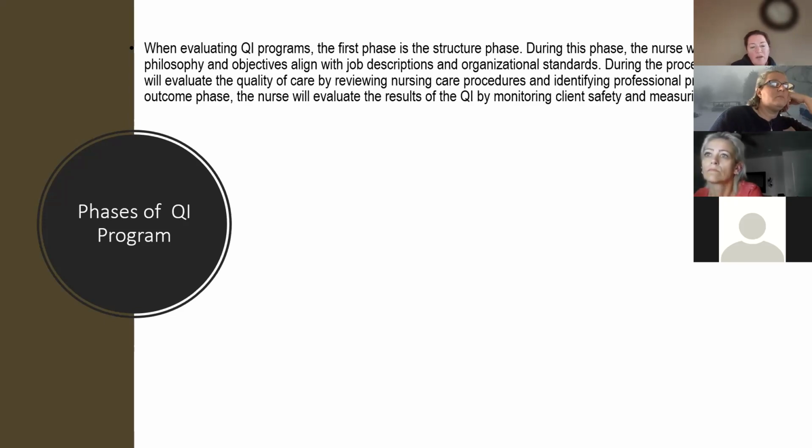They're always trying to get better. They're always trying to have the nurses perform better, less errors, that kind of thing. So when we're looking at quality improvement, I want you to know the different phases. So first one is structure, and there you're going to be seeing, does the job description and our standards, what we're looking for, are these nurses going to be able to do this because the hospital says they are? And then the nurse will evaluate quality of care by looking at the different processes and then saying, this is what we should do better. And then when we're done, we're going to look at what our results were.